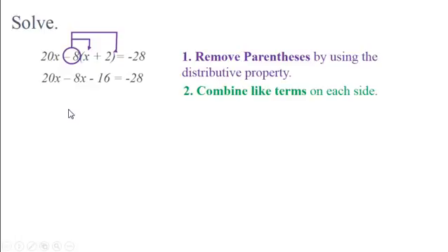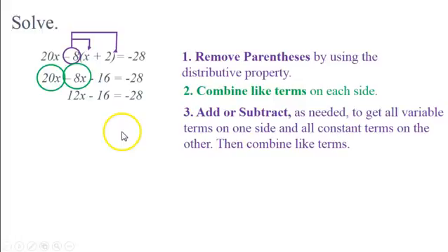Now I want to combine my like terms on each side. Over here we have a 20x minus 8x. Those are like terms. So that will give me 12x minus 16 is equal to negative 28. That's all the like terms we have on either side now. Our third step is to add or subtract as needed to get all of our variable terms on one side and all of our constants on the other, just like before. I'm going to have my variable on the left-hand side, and I want all my constants over here. I'm going to add 16 to both sides. And when I do that, I'm going to end up with 12x is equal to negative 12.